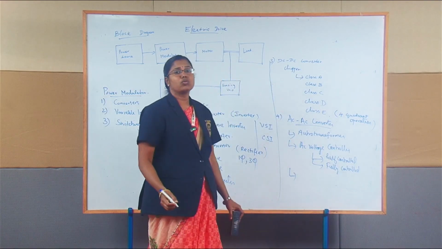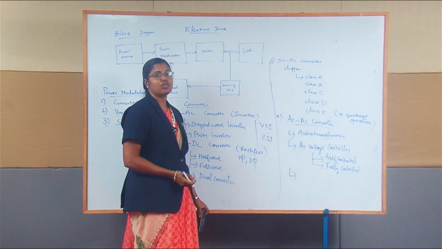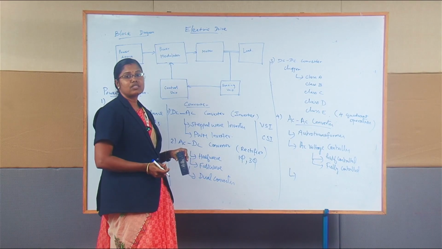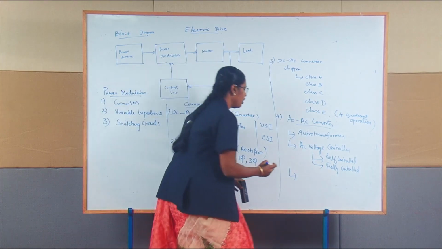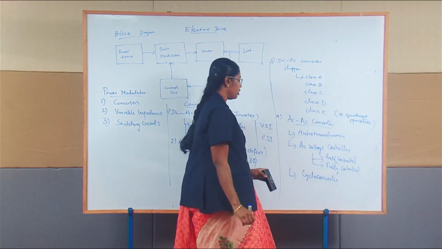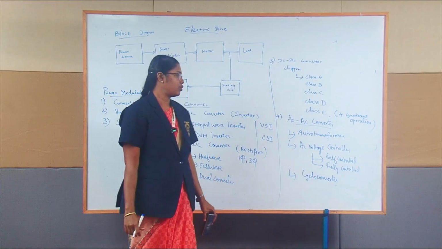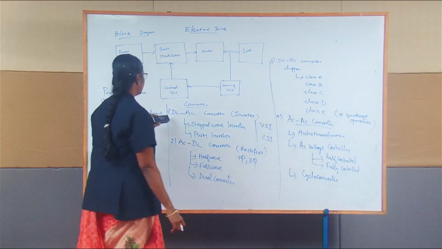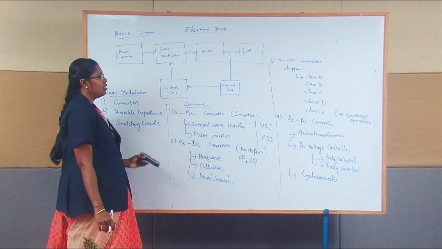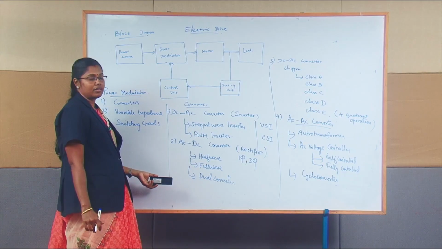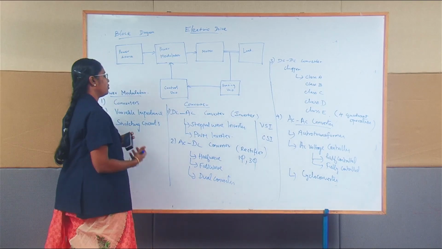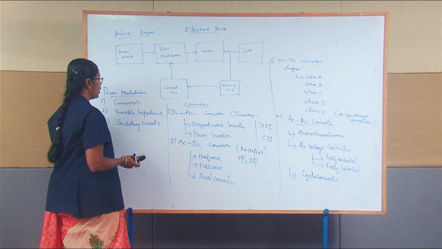If I want to vary both voltage as well as frequency, that is for V by F control, if I want to choose a converter which converts both voltage as well as frequency, then I can go for a cycloconverter. It is a single stage converter which varies both voltage and frequency. Okay. So these are the various types of converters which can be used as a power modulator. Depending upon our load requirement, we need to wisely choose the power modulator or a power converter, which is otherwise called as power processing unit.